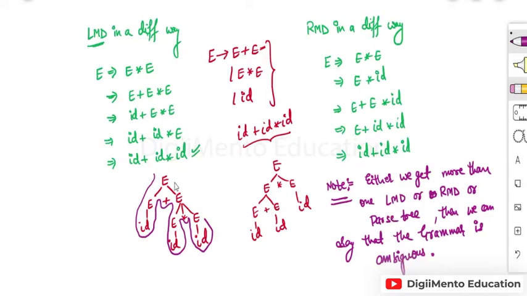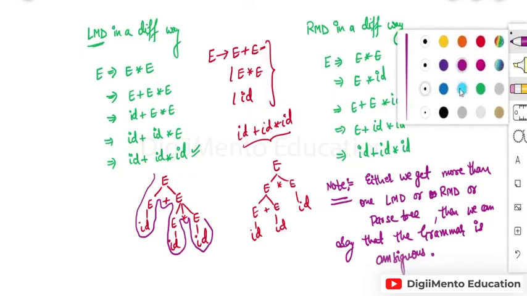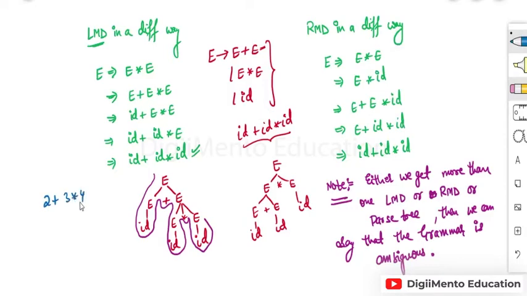So now, if the grammar is ambiguous, then parsers get confused about which one to generate and which one is right. For example, suppose we have the expression like this, 2 plus 3 into 4, right? This is the expression. And if we assign the values here, like 2, 3 and 4, similarly 2, 3 and 4, right? So here we have seen that the grammar is ambiguous, and if the grammar is ambiguous, then parsers get confused about which one to generate and which one is right.